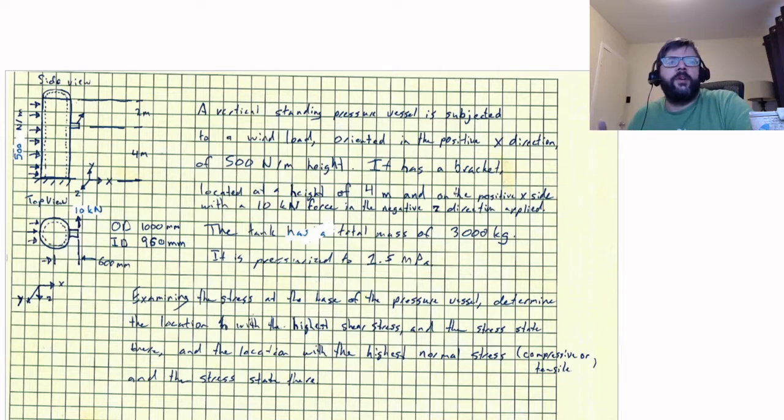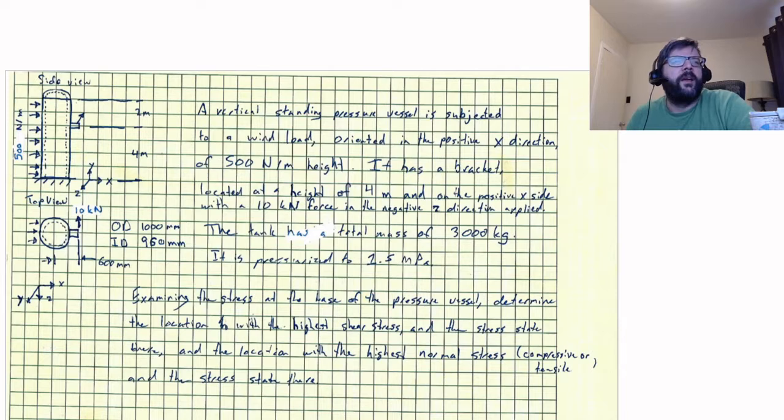So first off, it's got a wind load. It's sitting there and wind's blowing on it. So that's going to be applying a distributed force of 500 newtons per meter of height. It's also got this bracket that's welded onto it at 4 meter height, and it's on the positive X side.